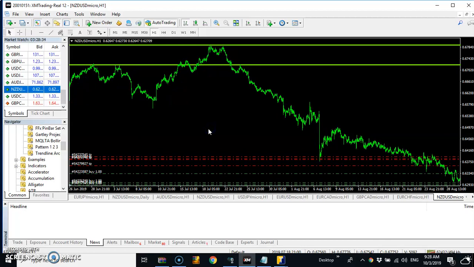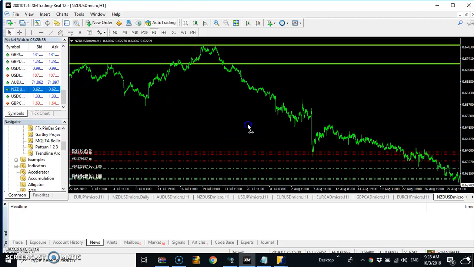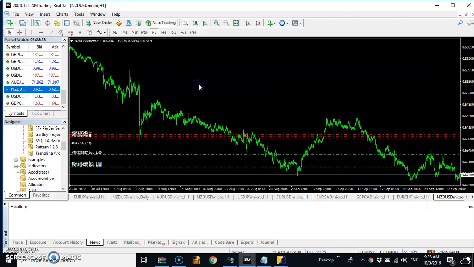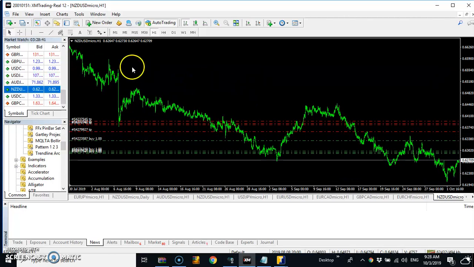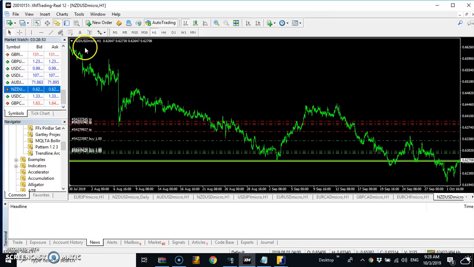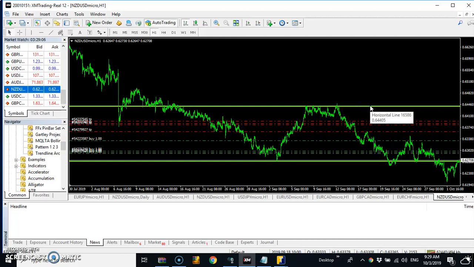I'm not going to draw too many lines. There's something we've got around here too. I think this is enough. Okay, this is the first step to know, or to wait for, a reversal. This is the first step.